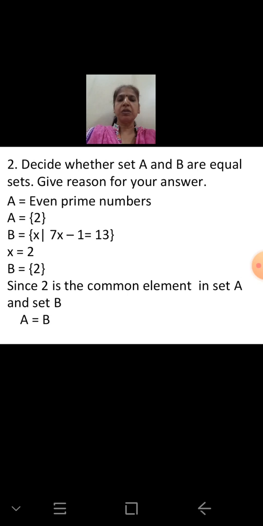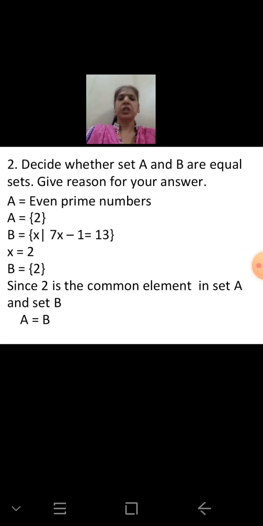7x is equal to, negative 1 will go to the other side of equality, so it will become 13 plus 1. 7x is equal to 14. Therefore x is equal to 14 divided by 7. You get the answer? Yes, 2. x is equal to 2. It means set B is equal to {2}. Check the set A. It has the element 2.